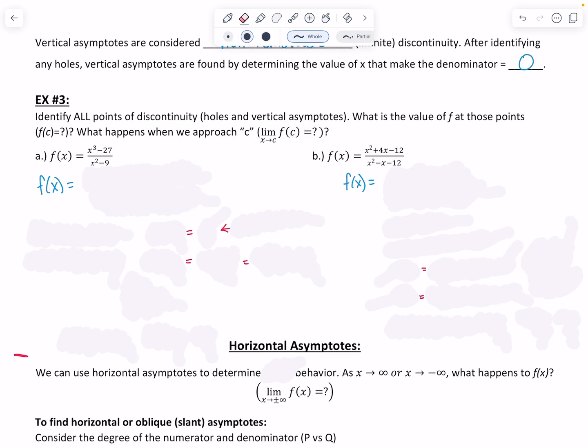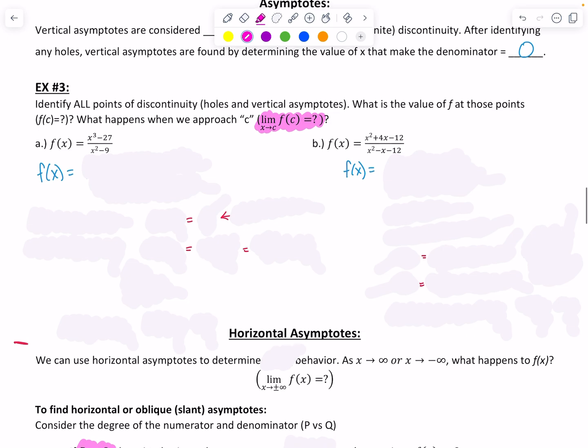In example number 3, it asks us to identify all points of discontinuity. So removable, holes, or non-removable, vertical asymptotes. What is the value of f at these points? And what happens as we approach these points? I'm starting to put some notation you might have noticed in each question. You'll start to see these notations back when you take calculus next semester. But we're going to start talking about limits. What happens as we approach these holes or these vertical asymptotes?